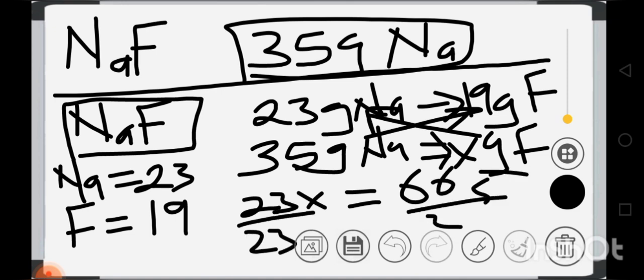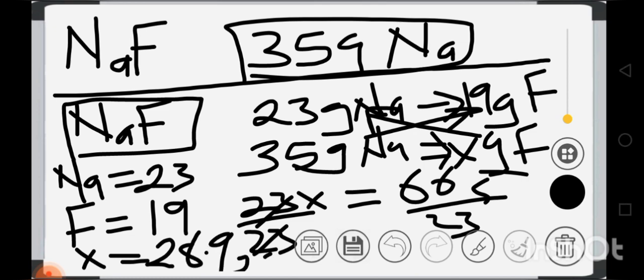Divided by 23, cancel this. x will be what? If you divide that by 23, we're going to have something like 28.9 grams of fluorine. So if you have 35 grams of sodium, you're going to have 28.9 grams of fluorine. So that is from the law of constant composition or definite proportion.